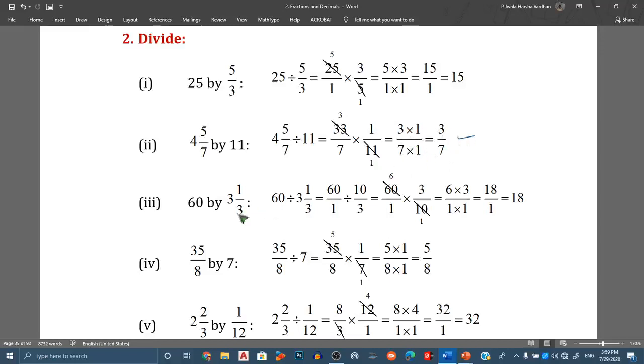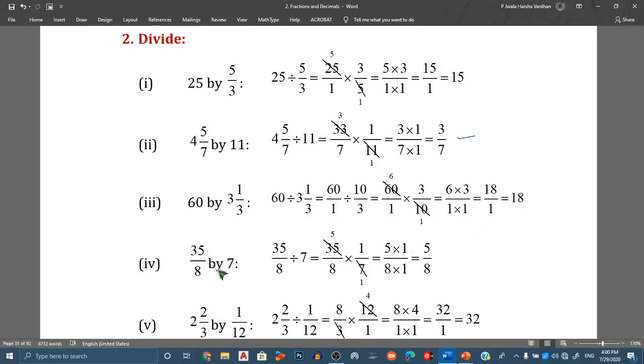Okay. So next, 60 by 3 1 by 3. So 60 divided by 3 1 by 3 means what? 3 3s are 9 plus 1, 10 by 3. So now you can convert it into the multiplication form, which is 60 by 1 into 3 by 10. So now you can cancel with the 10 table here, 10 1s, 10 6s. 6 3s are 18 by 1 1s are 1, which is 18.